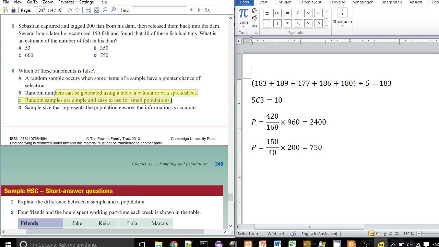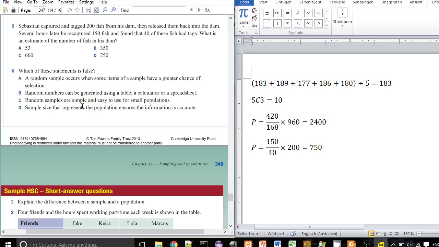Yes, they can use a table, calculator, or spreadsheet. That seems a bit subjective, but I guess yeah, for small populations, a random sample is easy. What? What? Well, I don't know what that sample size that represents the population ensures. I don't know what they mean. Ensures. I don't know how that ensures it's accurate.